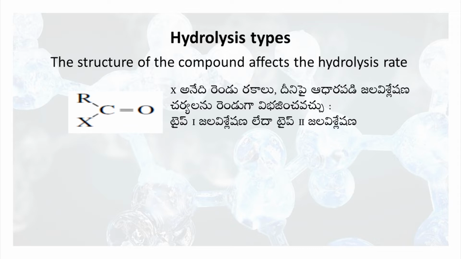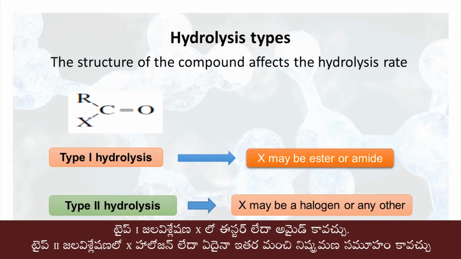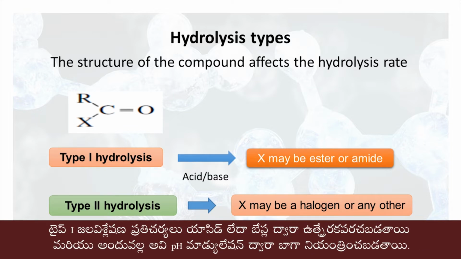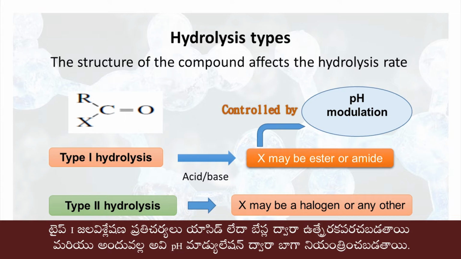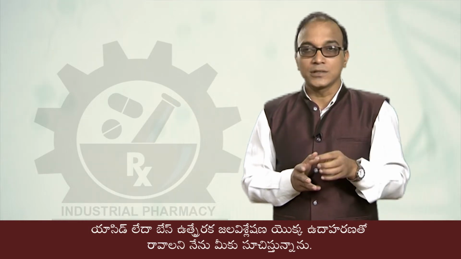These X may be of 2 types, and depending upon that, hydrolysis reactions may be divided into 2 types, type 1 hydrolysis and type 2 hydrolysis. In type 1 hydrolysis, the X may be ester or amide, while in type 2 hydrolysis this may be a halogen or any other leaving group. Type 1 hydrolysis reactions are catalyzed by acid or base and hence they can be well controlled by pH modulation.